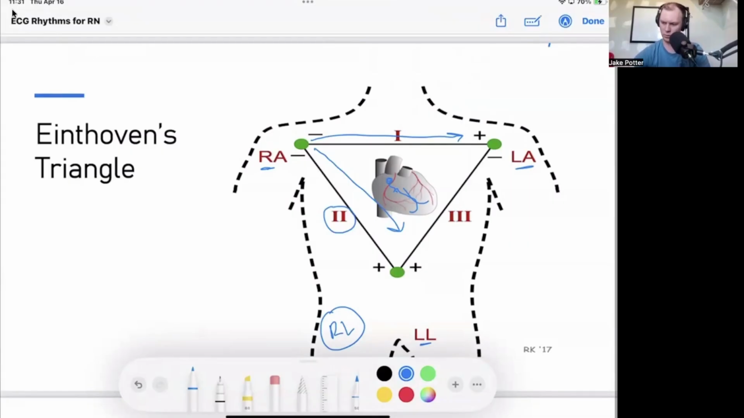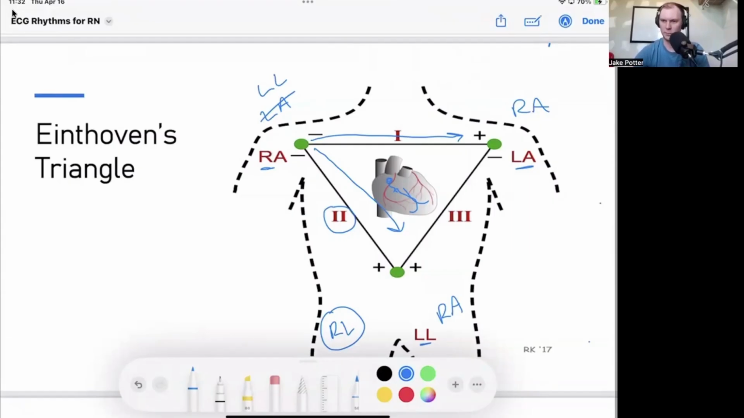It's really important that you get the right leads in the right places. If you put your left arm and right arm over here, it's going to mess up your rhythm. Or, I've seen this too, and I've done this, where maybe you put your right arm for some reason and then your left leg lead up here, you're basically just going to flip your entire complex and your rhythm's going to be off.